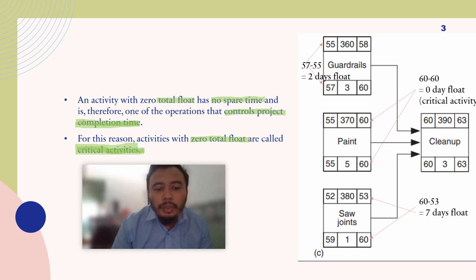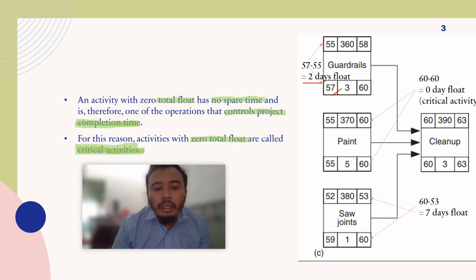As you can see, for example, in this precedence diagram here, for the guardrail activity, the ES is 55 and the LS is 57. So 57 minus 55, you have 2 days float. You have an extra 2 days, so you can start late, at the latest at day 57.